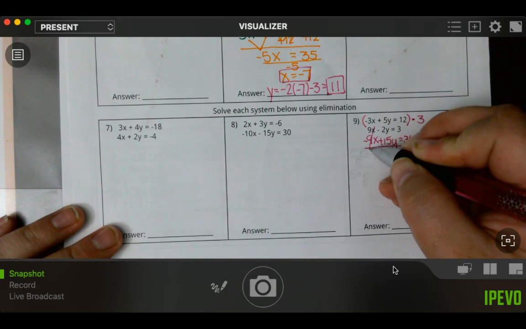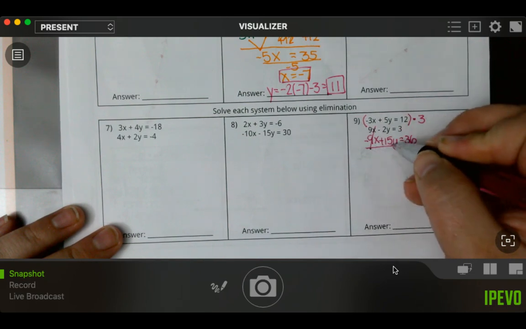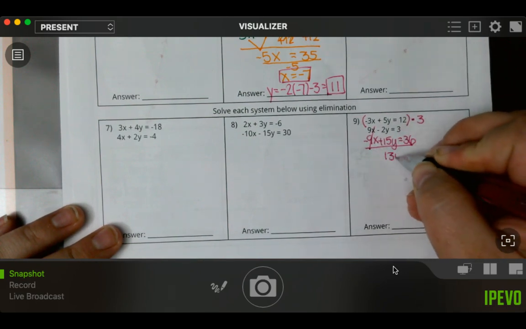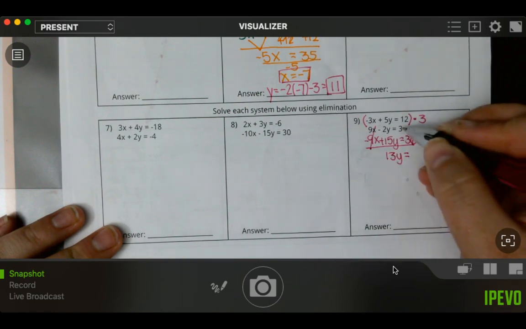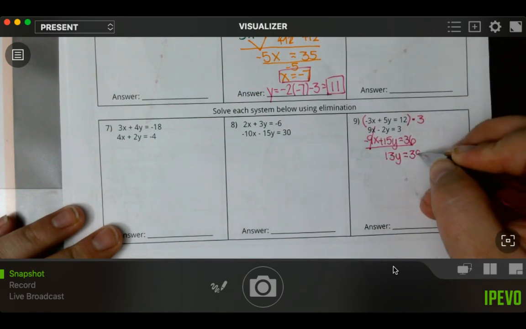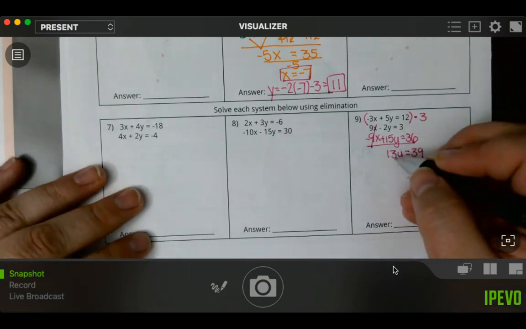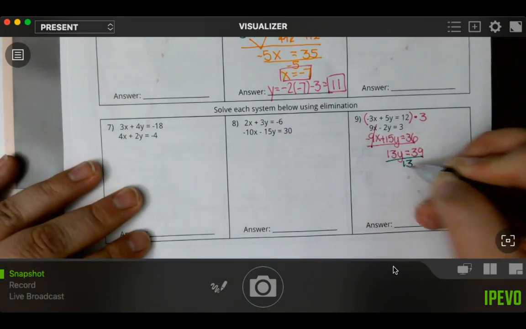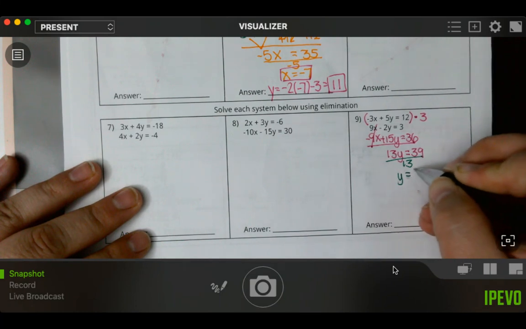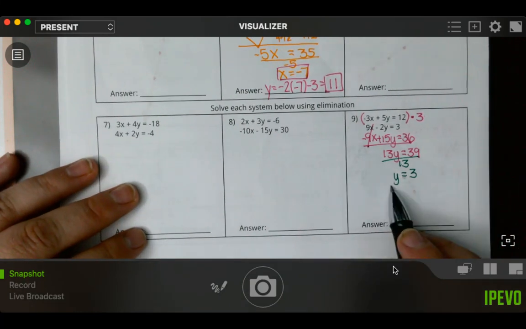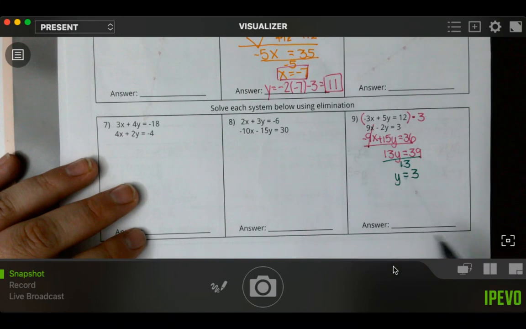Those cancel out. Negative 2 plus 15 is 13y. And 3 plus 36 is 39. That's most of the work for elimination, because then you just divide by 13, and you get y equals 3. Be careful and make sure you know whether this is x equals or y equals.